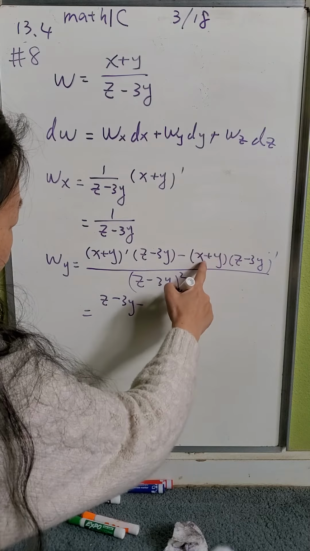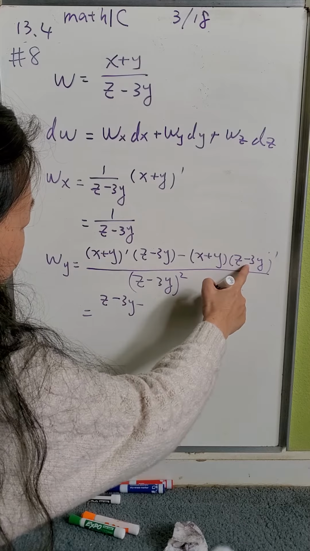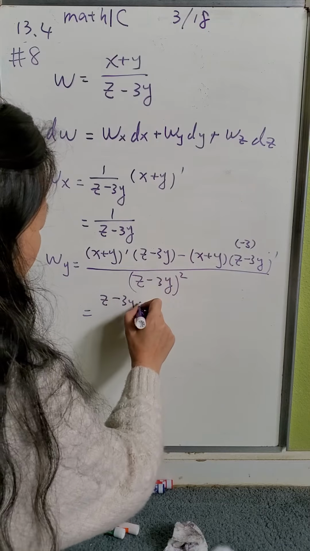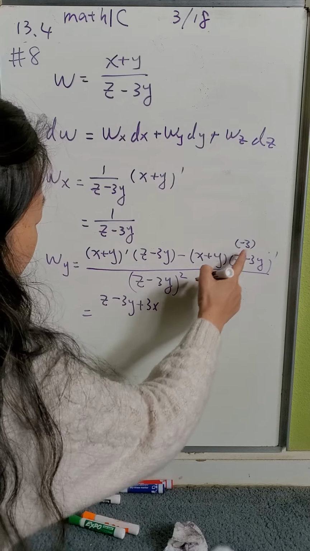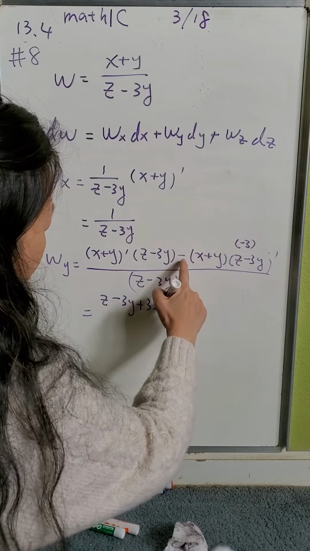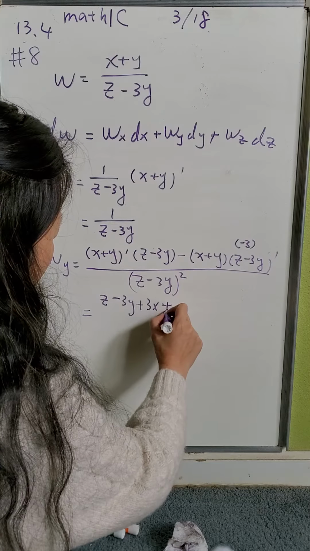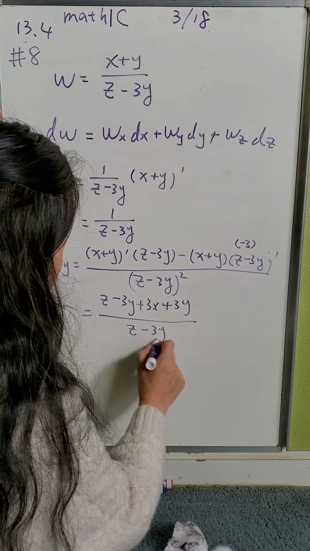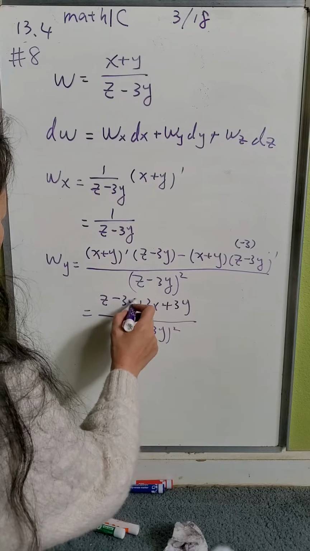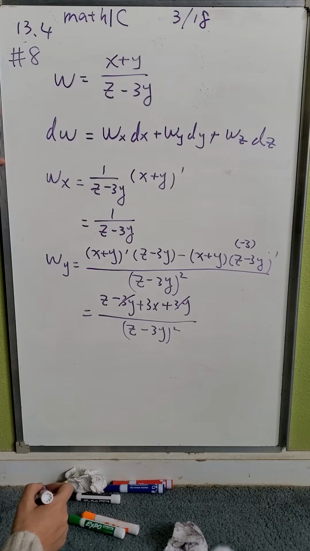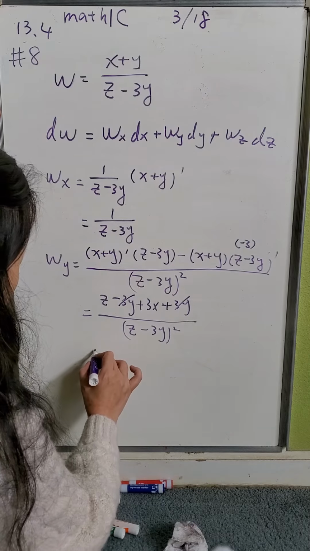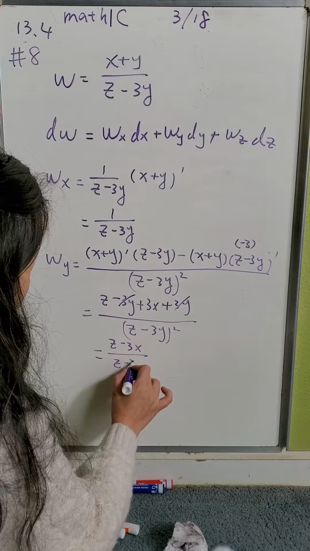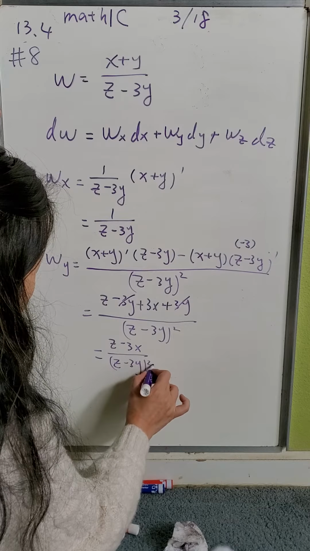Subtract, and you keep this 1, and then these are just equal to negative 3, okay? So 2 negatives become positive, so plus 3x, and then plus 3y here, over (z minus 3y) squared. And cancel these, I think that's all we have. And then that's equal to (z minus 3x) over (z minus 3y), and then squared.